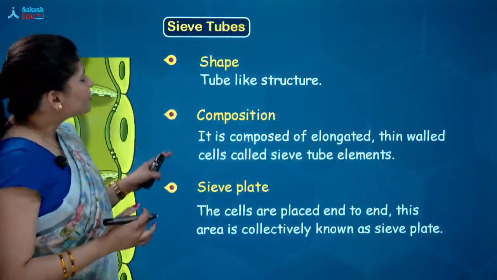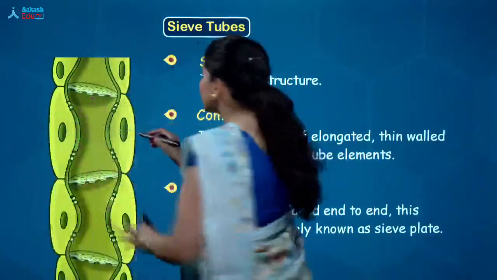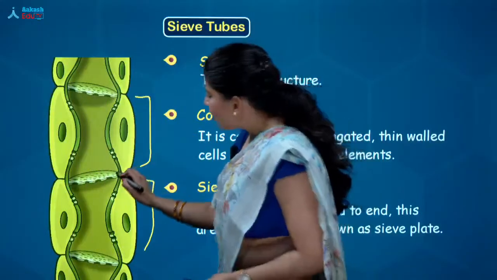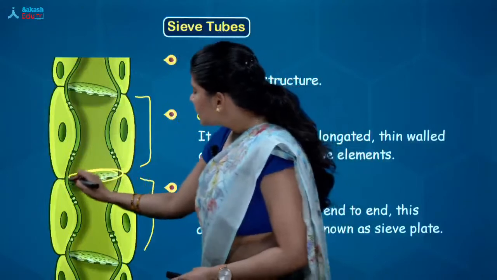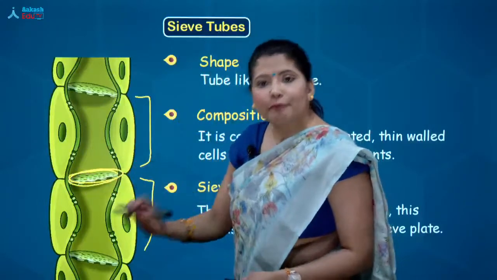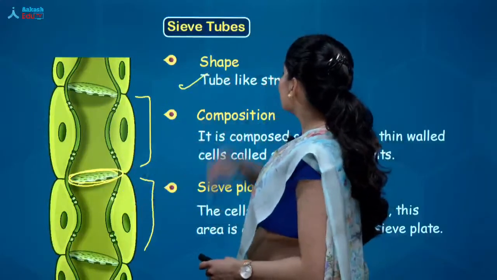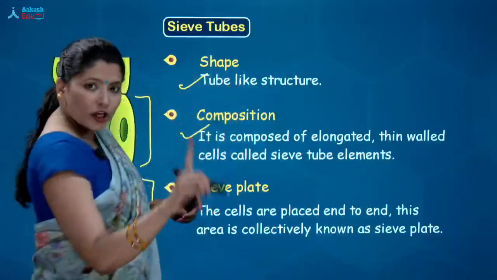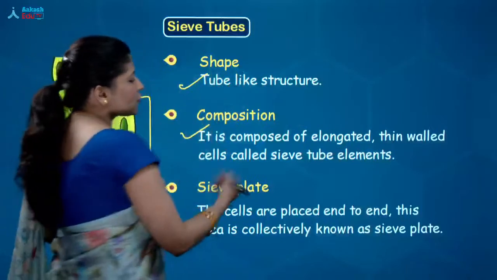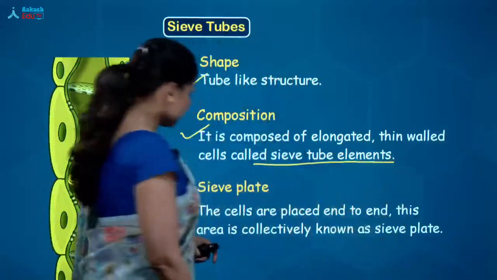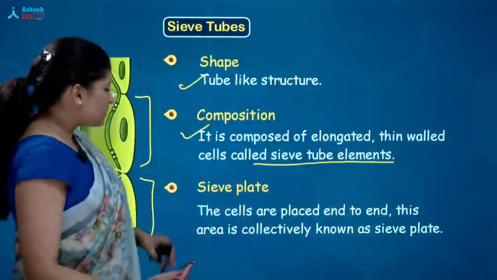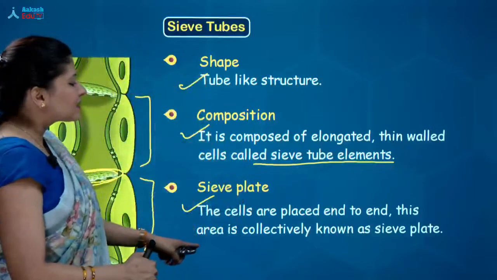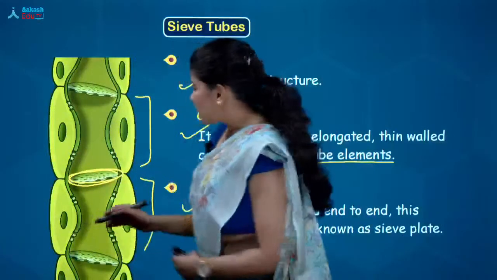So next is sieve tube. If you see the shape of sieve tube, it looks like this. They sit upon each other and they form a plate-like structure. This plate is known as sieve plate. These are tube-like structures. It is composed of elongated, thin-walled cells called sieve tube elements. The cells are placed end to end and this area is collectively known as sieve plate. So here it is sieve plate.